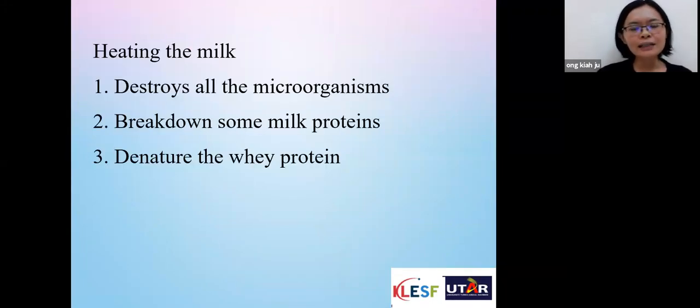So let's go back to the concept of why we need to heat the milk. There are three reasons. First, we need to destroy the organisms found inside the milk. Secondly, heating the milk helps to break down some milk protein. And thirdly, heating the milk helps to denature the whey protein. So that's why we need to heat the milk.